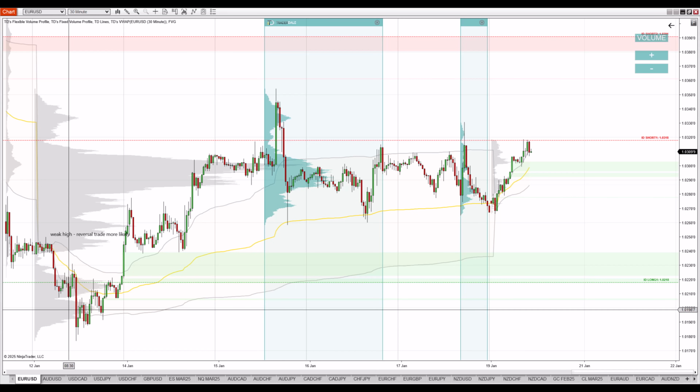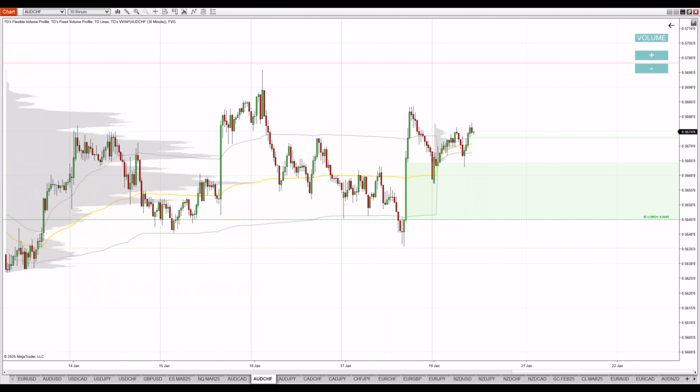Let me now switch over to the Australian dollar Swiss franc. And here's another rejection. It is this one. And as you can see, it started pretty aggressive buying activity, this one. There's a huge fair value gap, highlighted in green. This is the beginning of the fair value gap. It is also where I have the long level, 0.5645.